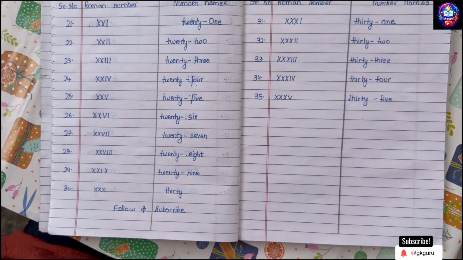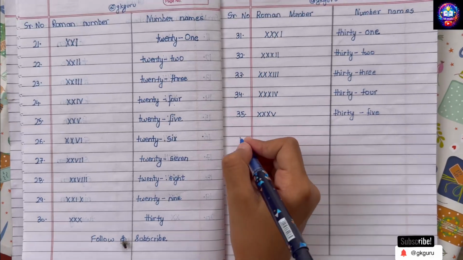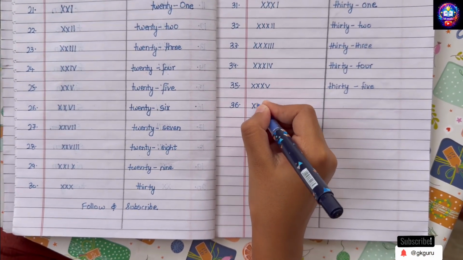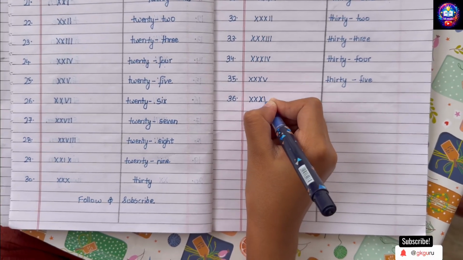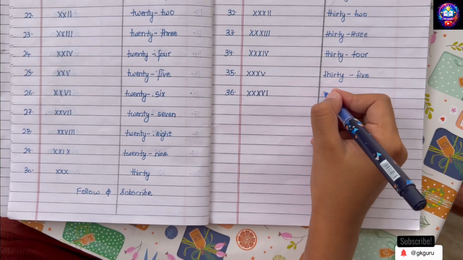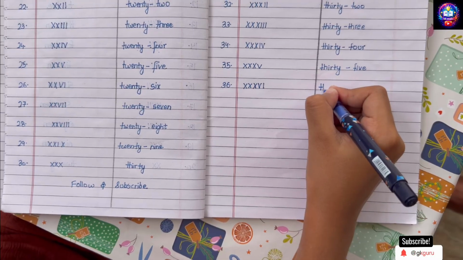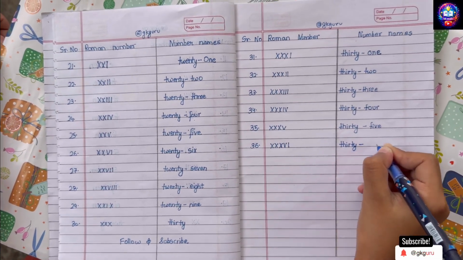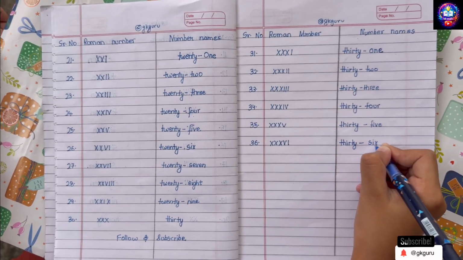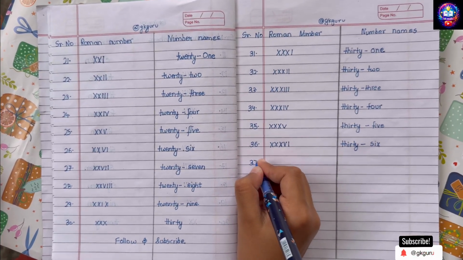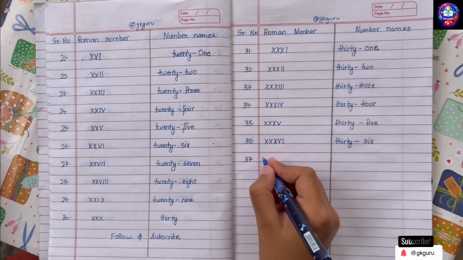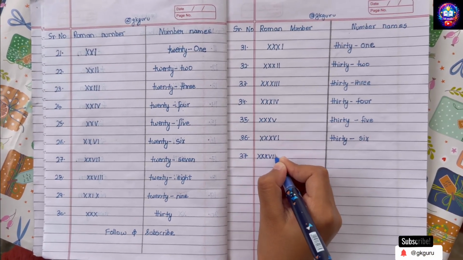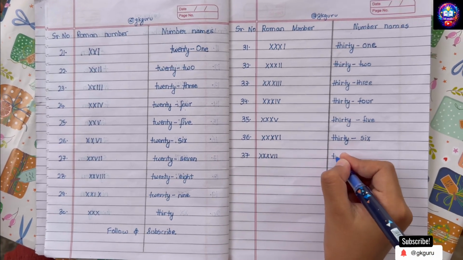So next we have serial number 36. Roman number 36. Number names THIRTYSIX. Serial number 37. Roman number 37. Number names 37.